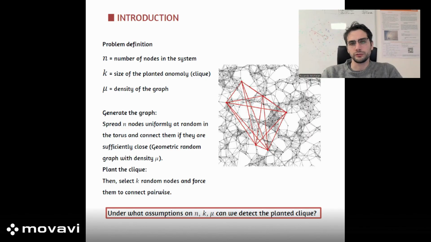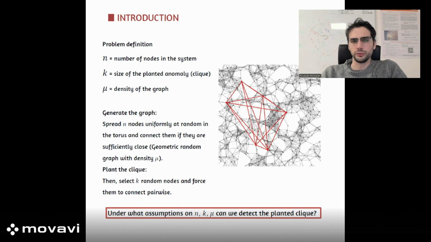So we define the problem formally, mathematically, by introducing three parameters: n, which stands for the number of nodes in the system; k, which stands for the size of the planted anomaly, in our case a clique; and mu, which is the density of the graph, that is, the average number of connections in the graph.